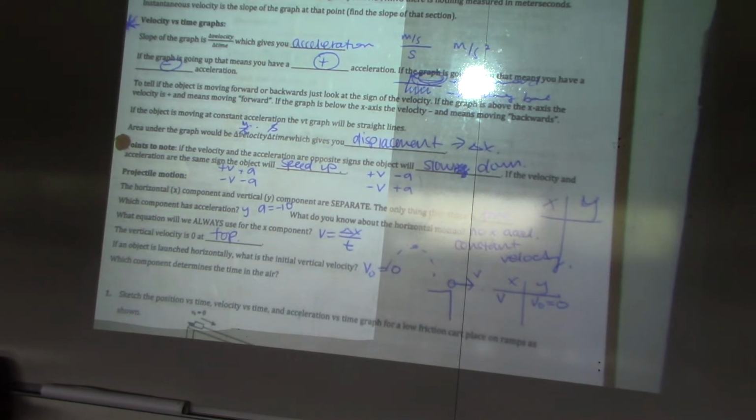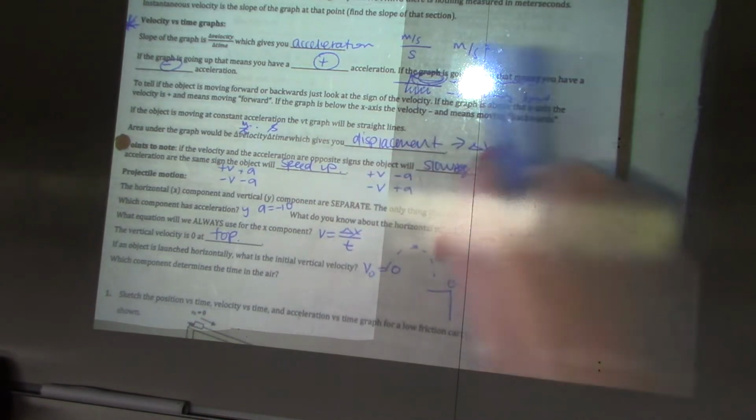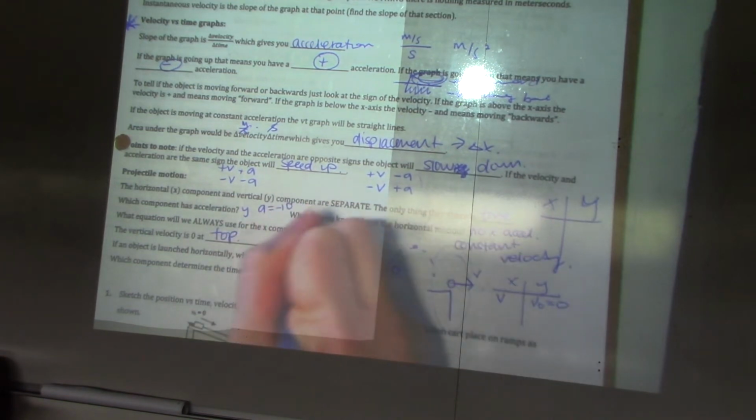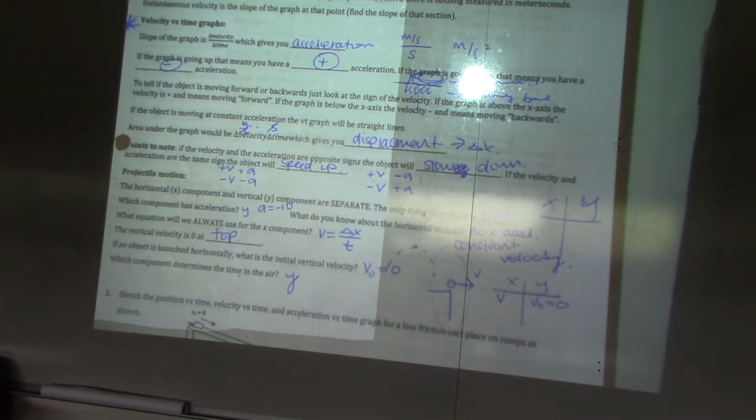And then the component, x or y, that determines the time in the air. Well, if I shoot it faster this way, that doesn't make it spend any more time in the air. But if I were to shoot it down with some initial velocity down, or I were to increase the height or change anything in y, that would change the time. So the time is determined by the y variable.